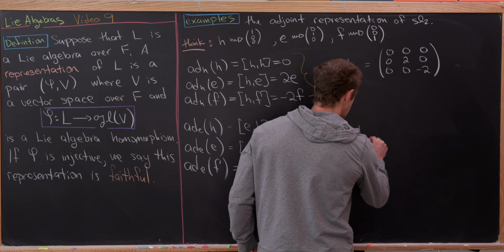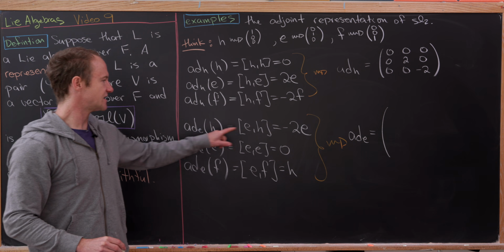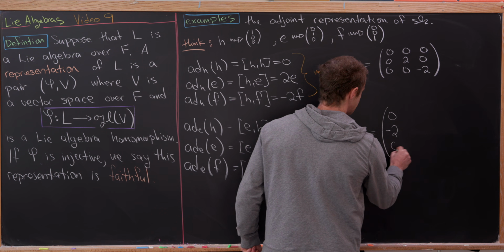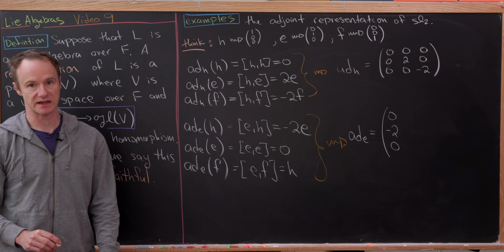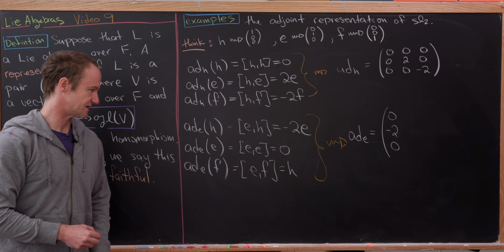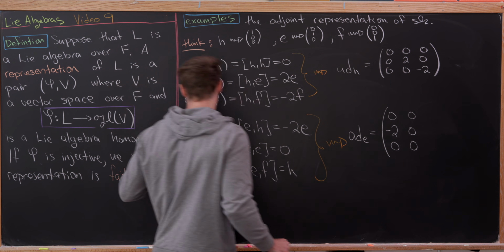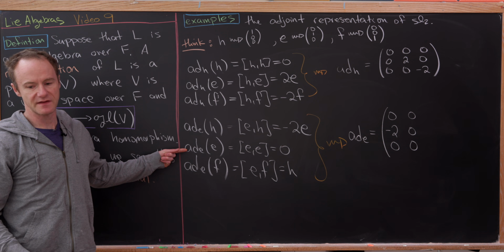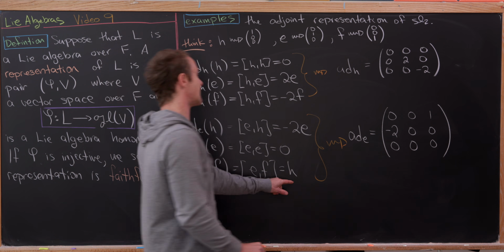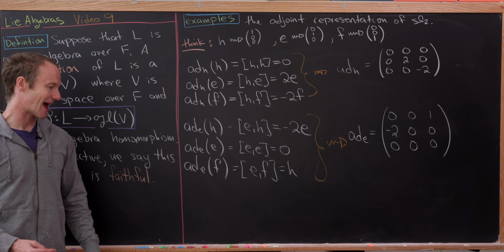So we'll have ad E looks like the following matrix. Since it takes H to minus 2E, we'll have our first column of 0, -2, 0. And that's because E is given by this vector 0, 1, 0. Then our second column will be all zeros. That's what we read off from this second line. And then the third column will be 1, 0, 0, and that's because H has this vector 1, 0, 0 here. So there's our matrix for ad E.